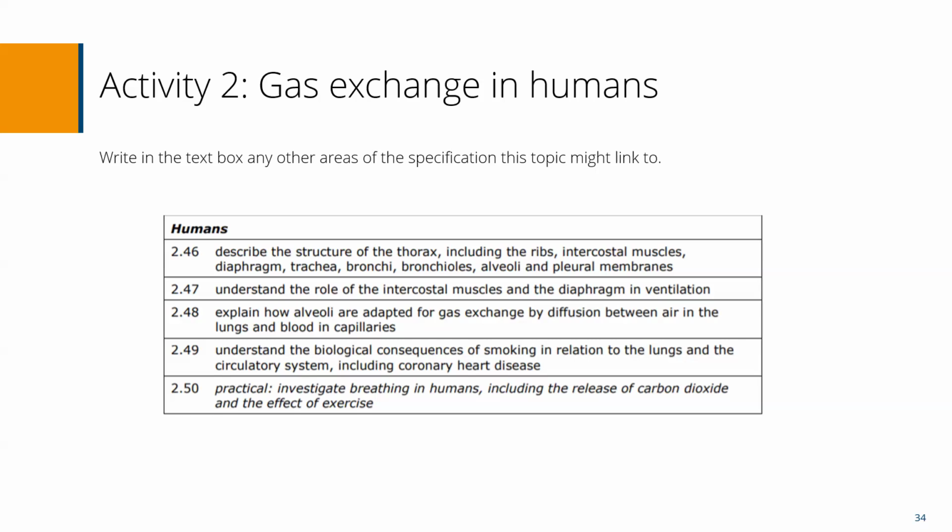The alveoli and gas exchange by diffusion, understand the biological consequences of smoking, and then a practical investigating breathing in humans and the release of carbon dioxide. So the thing I'm asking you to put in the spec is what other topics would come along with that. And clearly the obvious one, which I'm seeing a lot of people putting in there, Darshan's put it in, is diffusion.